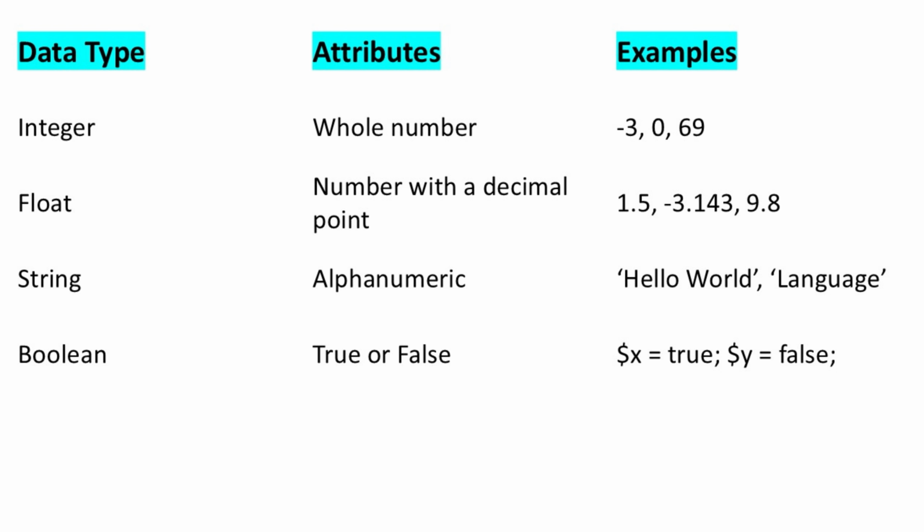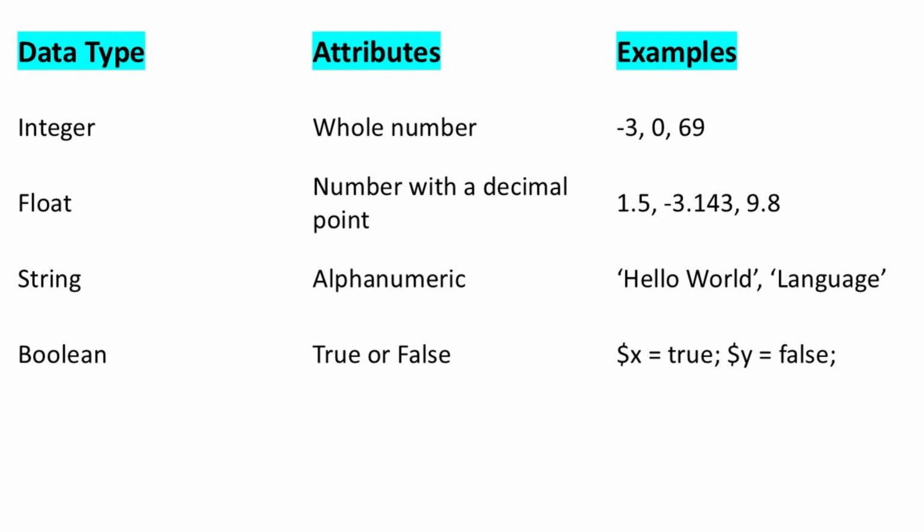The third type is string. A string is a sequence of alphanumeric characters, which means it can contain letters, numbers, symbols, or even spaces. In PHP, strings are always enclosed in single or double quotes. For example, hello world and language are both strings. Strings are extremely common in web development because they're used to handle text-based data like names, messages, or form input.